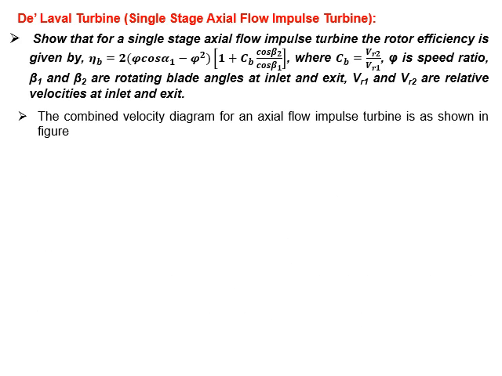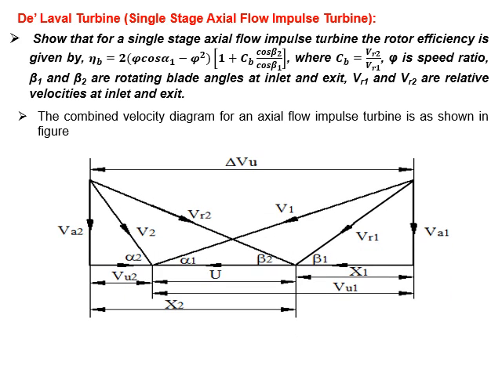The combined velocity diagram for an axial flow impulse turbine is as shown in the figure. This is the combined velocity diagram for a single stage axial flow impulse turbine. Here delta VU is equal to the summation of VU1 plus VU2, or X1 plus X2.